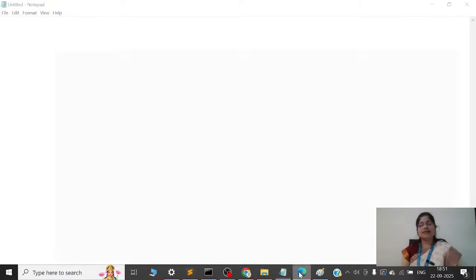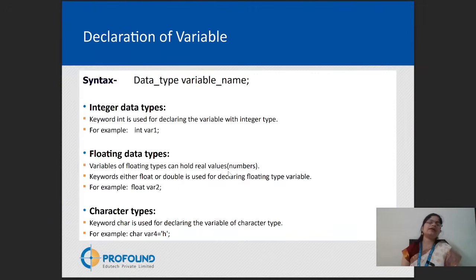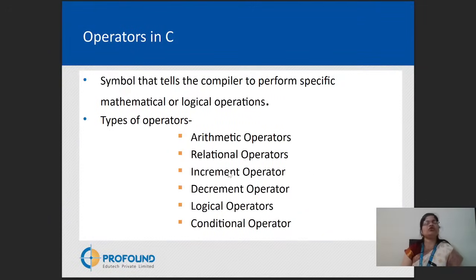So these are the basic building blocks of C. If you want to program in C, you must be aware of these operators: arithmetic operator, relational operator, increment operator, decrement operator, logical operator, and conditional operator.